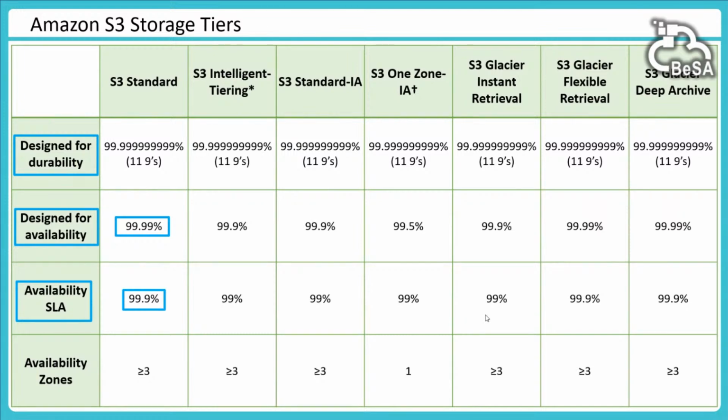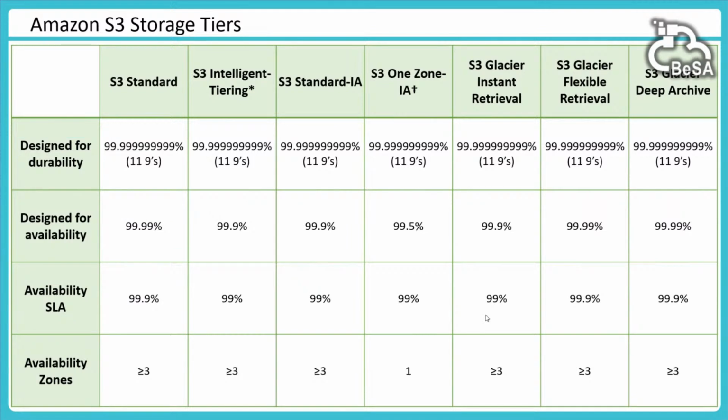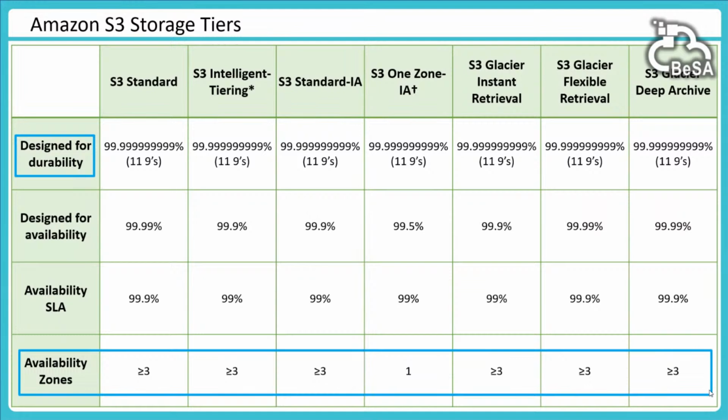So if you think S3 will always give you eleven nines of durability, yes, most of the time, but it is not an SLA. It is a mechanism designed for durability. So what it is doing, it is keeping three copies of the data, as you could see here, that it is keeping data in multiple availability zones, as we see here.